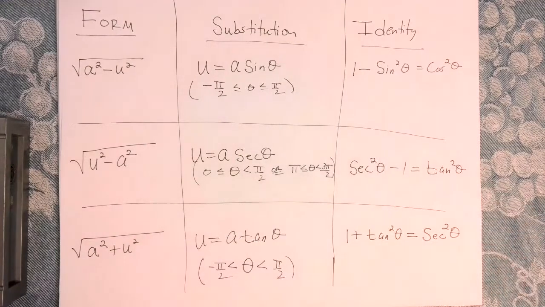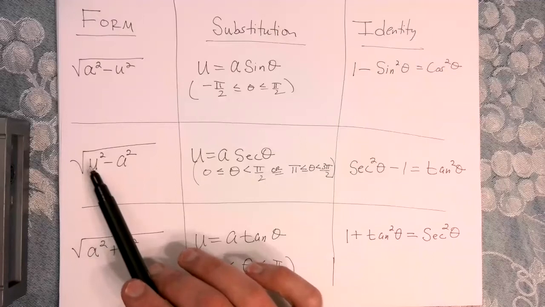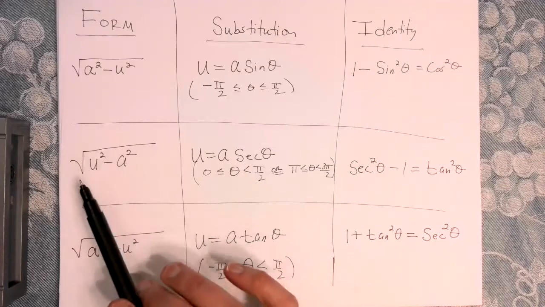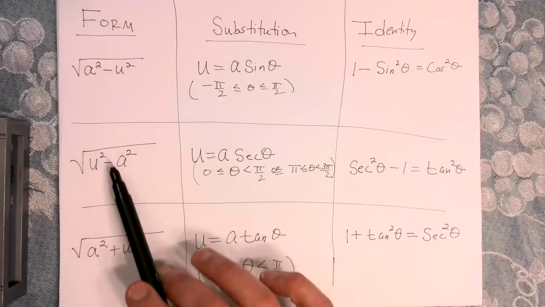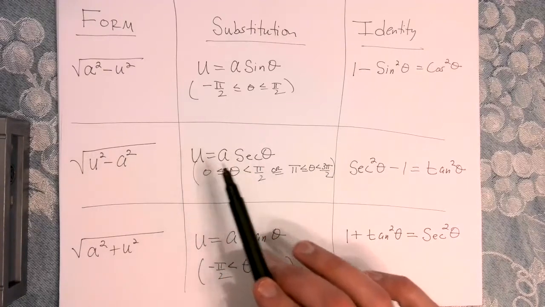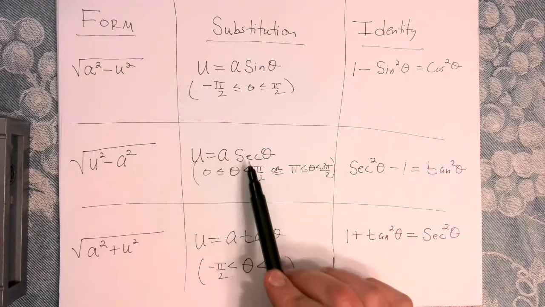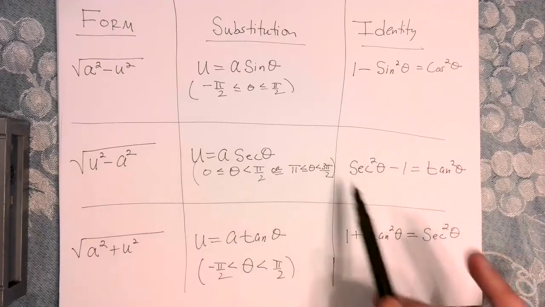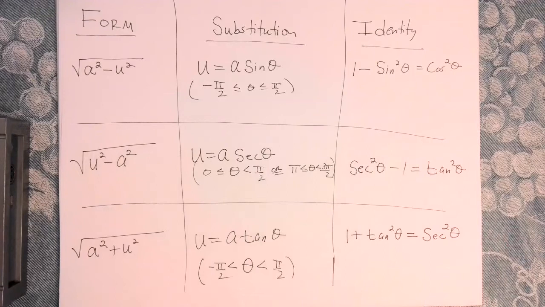that simplifies the radical. In the second form, we've got the square root of u squared minus a squared, where u is variable stuff and a is constant stuff. We make the following substitution, so u is equal to a secant of theta. Because when I plug that in, I get an identity that simplifies the radical.